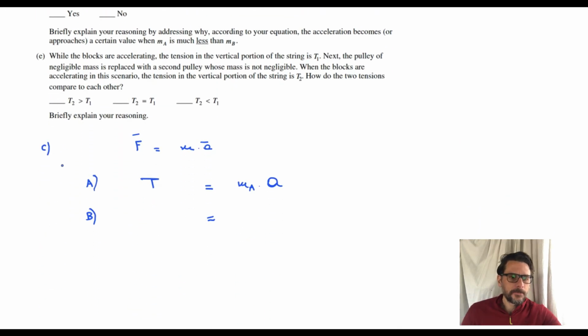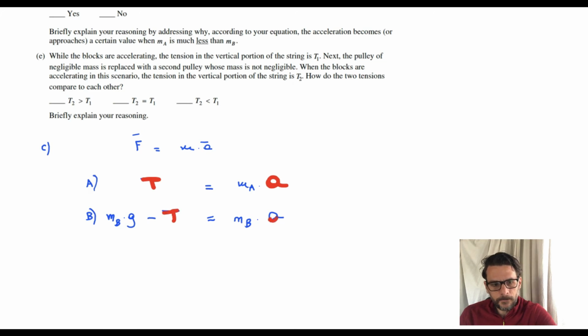So for object B, downwards as positive, we'll say mass of B times gravity, that's its own weight, minus the tension, the same tension, equals mass of B times the acceleration, the same acceleration for both. So all we must do is to solve the set of two simultaneous equations. T is unknown to us at this point. Same goes for a. Those are two unknowns.